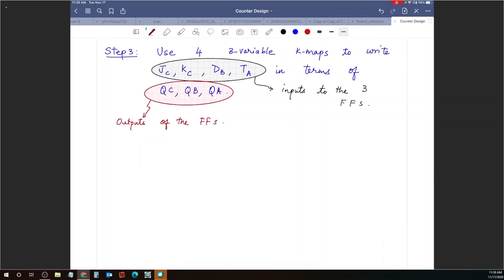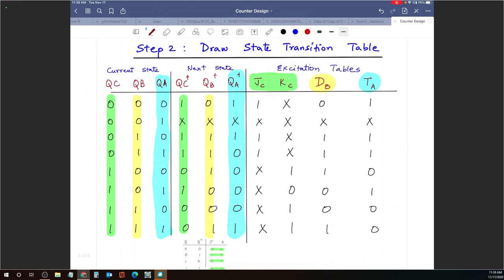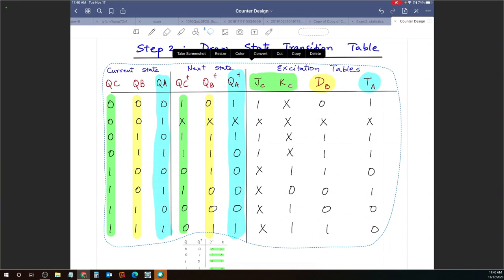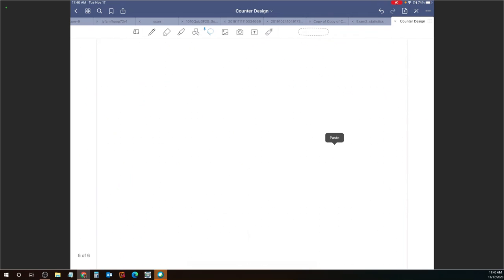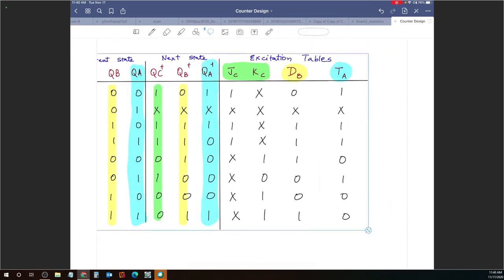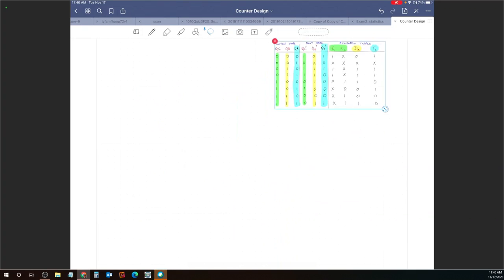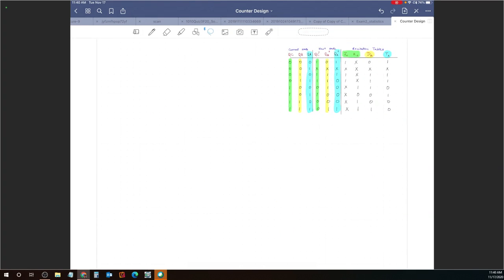All right, so let's do that on another page here, after current template. What I'm going to do is copy this, go up, paste, and minimize. I'm going to put it over here, and then I'm going to start with the K-map for, we'll start with JC.